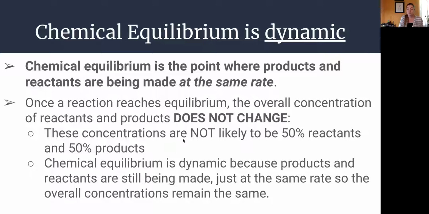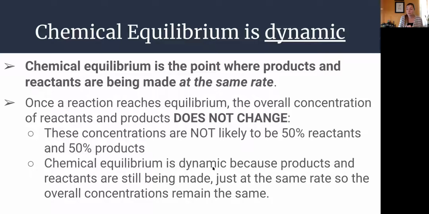These concentrations are not likely to be 50% reactants and 50% products. So the point of chemical equilibrium does not mean that I have half products and half reactants. That's not how it works. There's a different point in my percentage of reactants and products for each reversible reaction. I'll show you a visual of that in just a second.